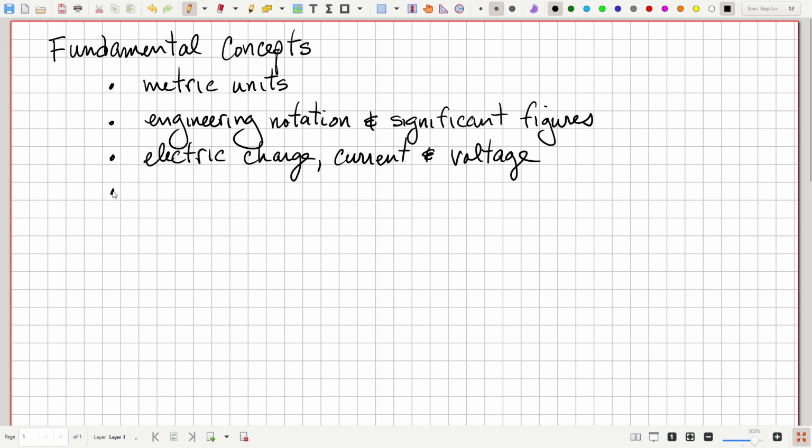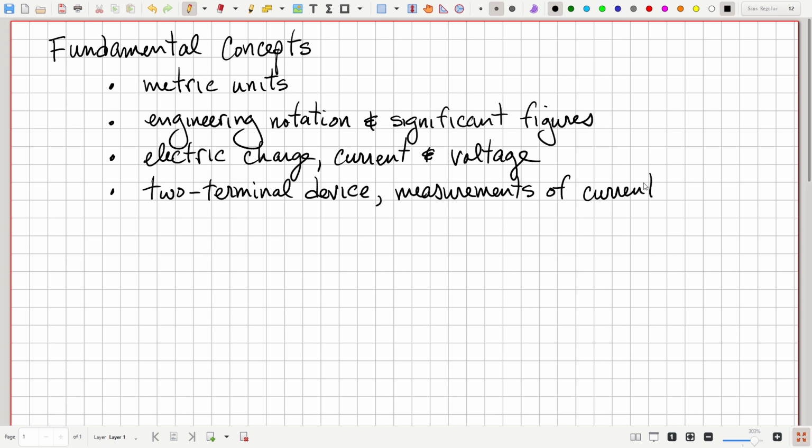And finally, we'll introduce the idea of a two-terminal device and briefly describe how we would make measurements of electric current and voltage.